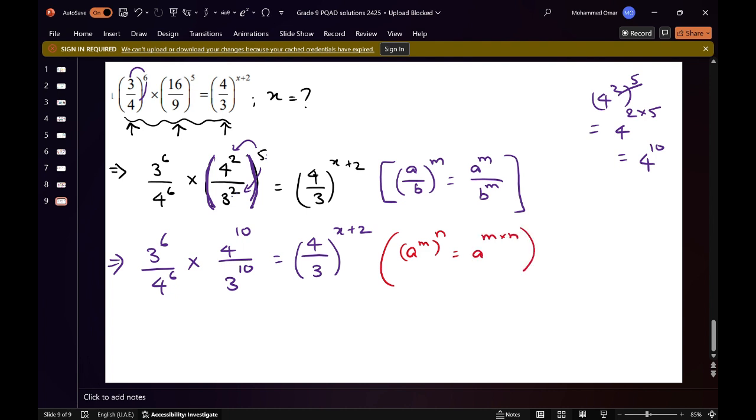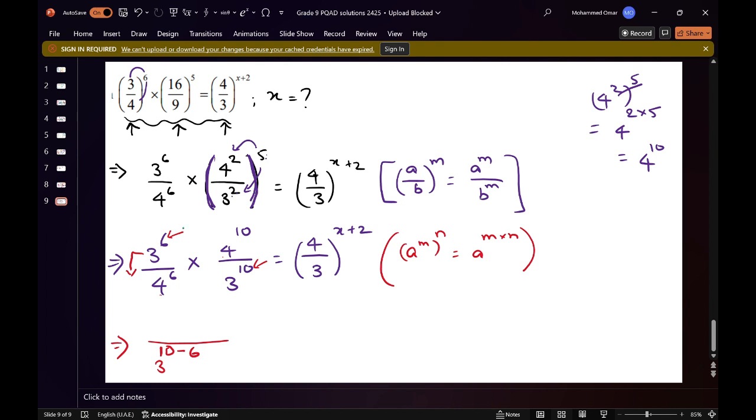Now the next step: we can see that there are the same bases in numerator and denominator. So when you have the same bases, we can subtract the powers. If you see here, 3 to the power of 6 and 3 to the power of 10. Where do you have the highest power, in the numerator or the denominator? Obviously it is the denominator for 3. So take the numerator to the denominator. Since you are bringing the numerator to the denominator, the power of the numerator gets subtracted.